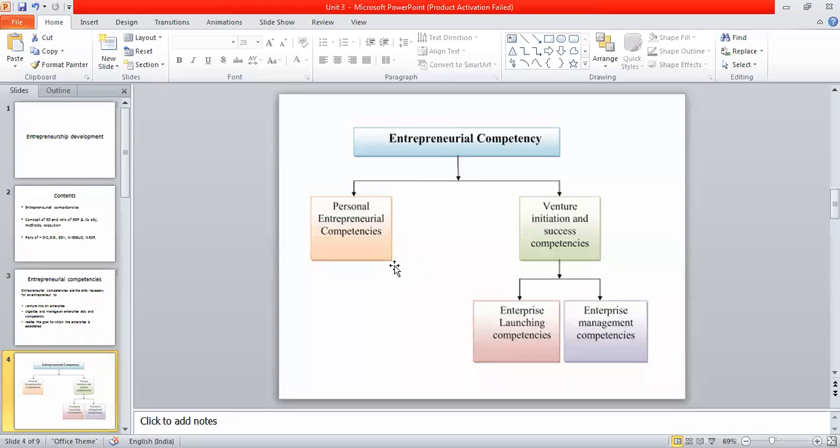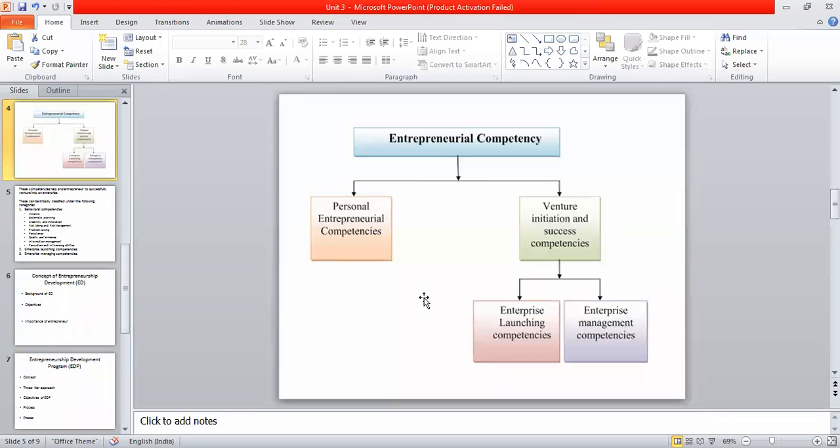Hello, ma'am, sorry to interrupt. Your slide is not visible. Okay, thank you, ma'am. Can you see this diagram, entrepreneurial competency? Yes, ma'am.